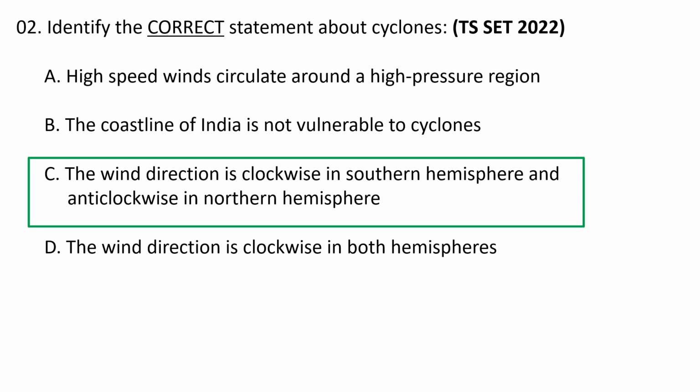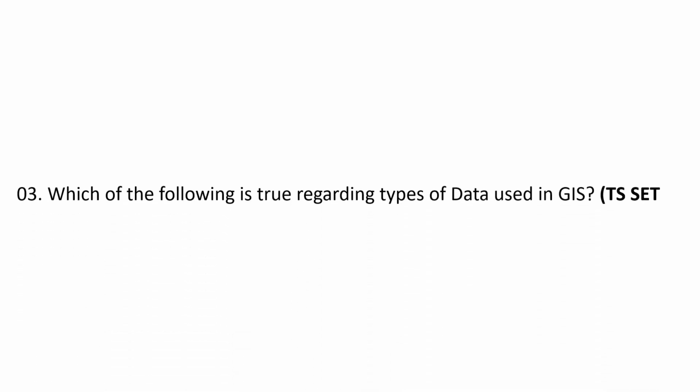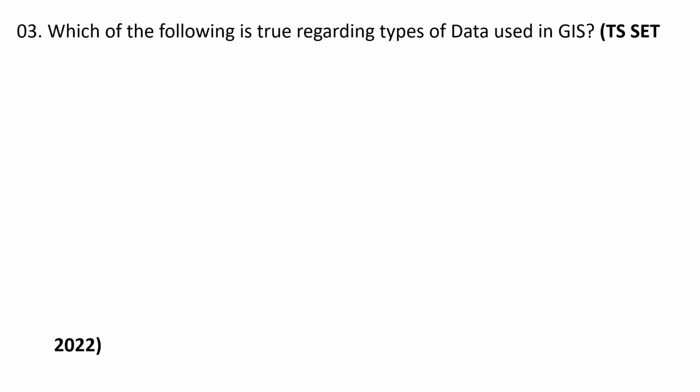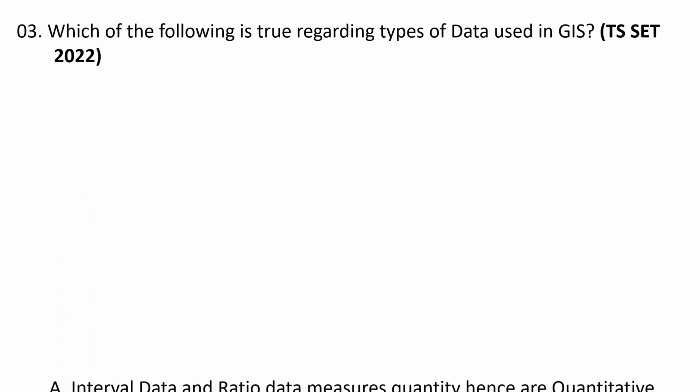So the correct answer is C, that is the wind direction is clockwise in southern hemisphere and anti-clockwise in northern hemisphere. In southern hemisphere, cyclones rotate in a clockwise direction because the winds are deflected towards the left by the Coriolis force. So here the correct statement is C, that is the wind direction is clockwise in southern hemisphere and anti-clockwise in northern hemisphere.